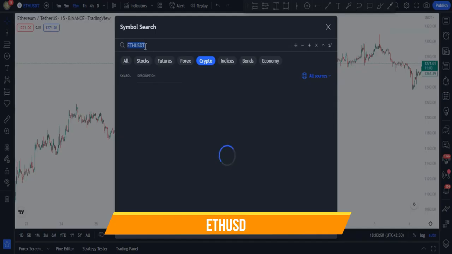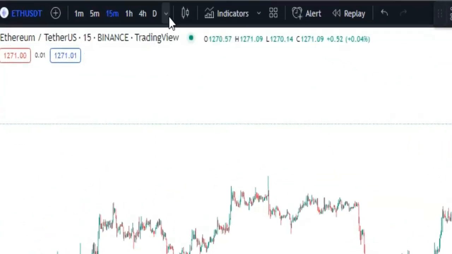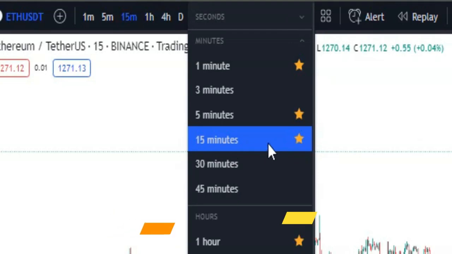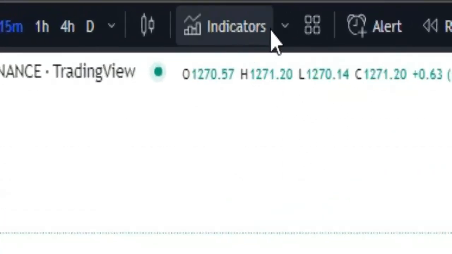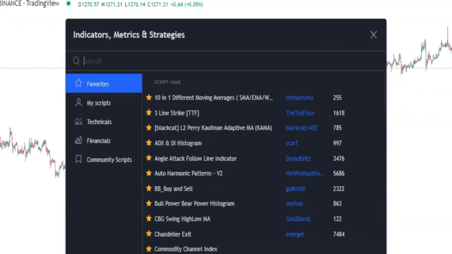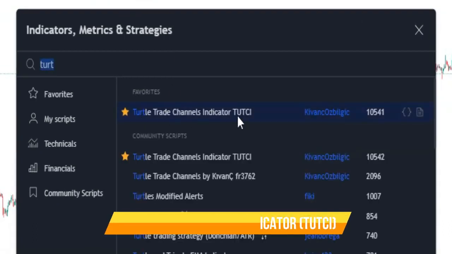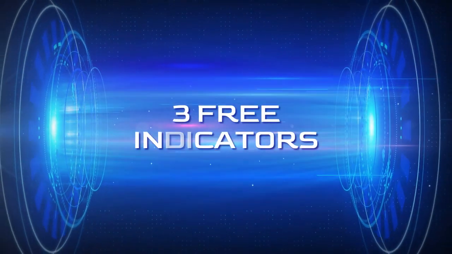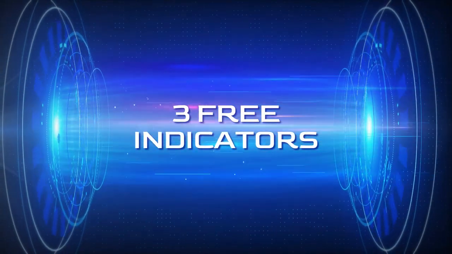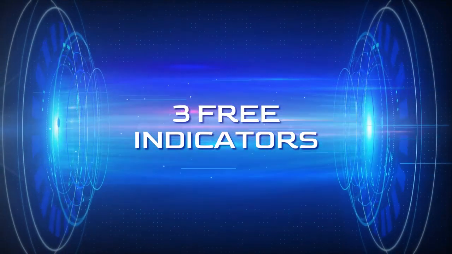Currently on Ethereum, and now I'm going to use a 15-minute time frame. In the next step, please click on the indicators right here. For the first indicator, search for Turtle Trade and add this Turtle Trade channels indicator to your chart. But remember that this strategy consists of 3 free TradingView indicators, so stay tuned to the end of the video.